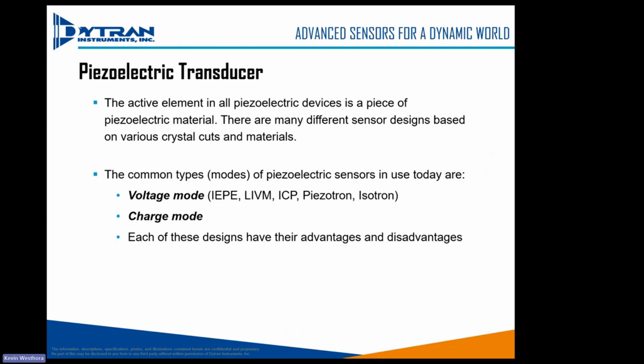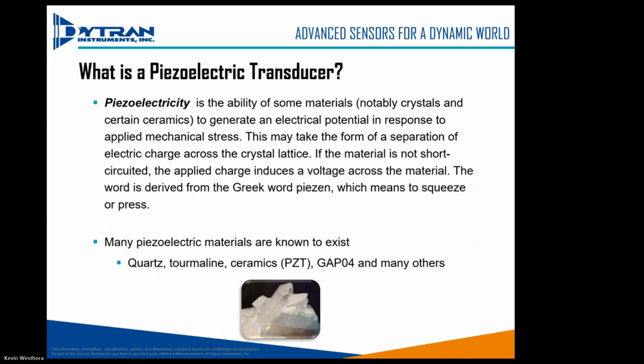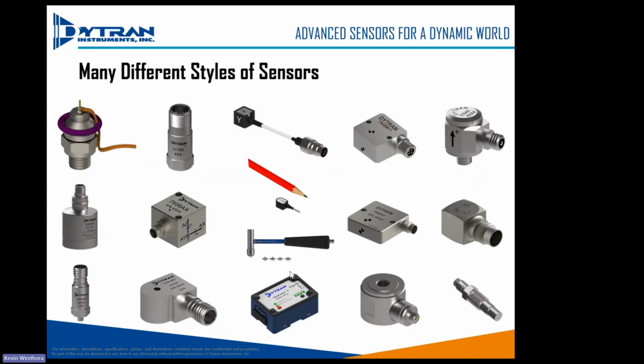Now that we know what piezoelectric technology is and what a transducer is, let's put them together and make a sensor. So there are two types of piezoelectric sensors. There's voltage mode and charge mode. So if I put this crystal in this accelerometer right here with no amplifier, no nothing, I will get an output. It's called self-generating. If I shake this accelerometer with that crystal in it, I will get an output.